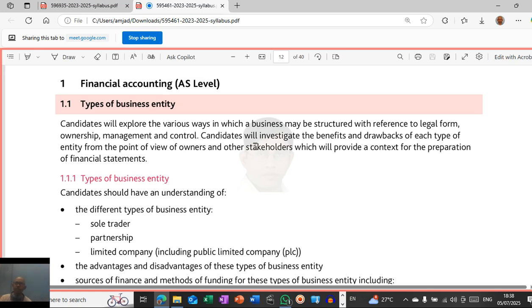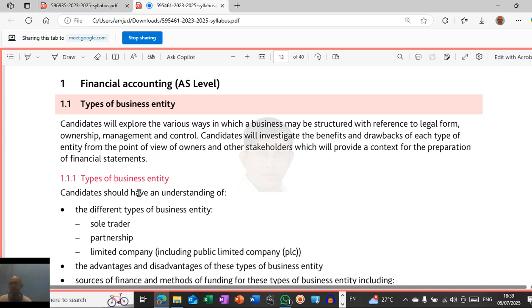Financial accounting, AS level: types of business entity. Candidates study the various ways any business may be structured with reference to legal form, ownership, management and control. Candidates will investigate the benefits and drawbacks of each type of entity from the point of view of owners and other stakeholders, and this provides a context for the preparation of financial statements.